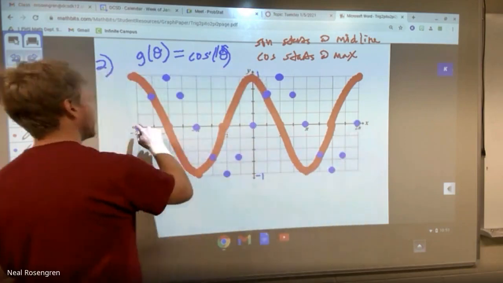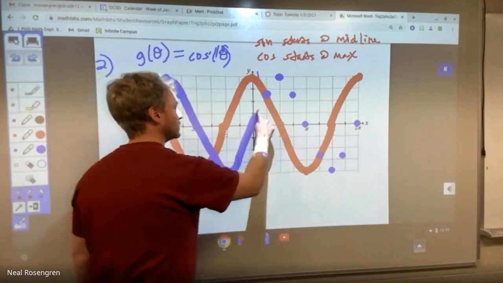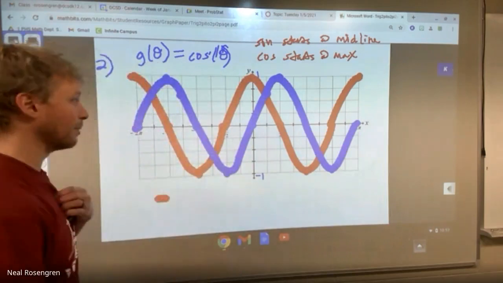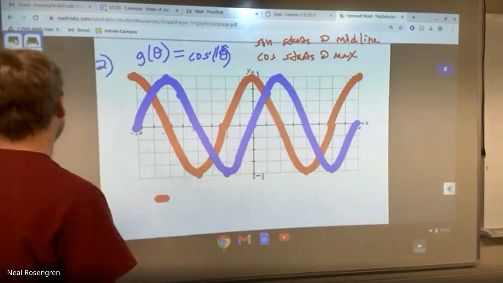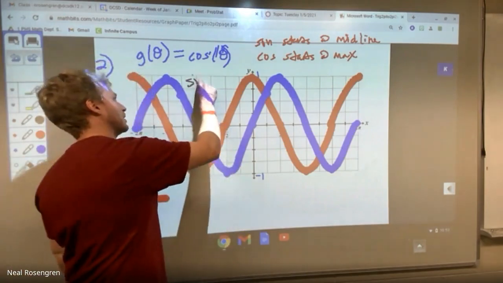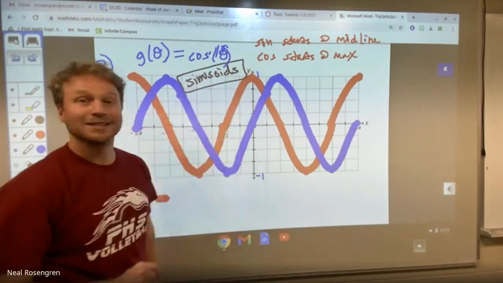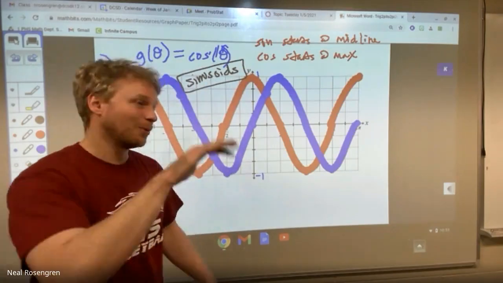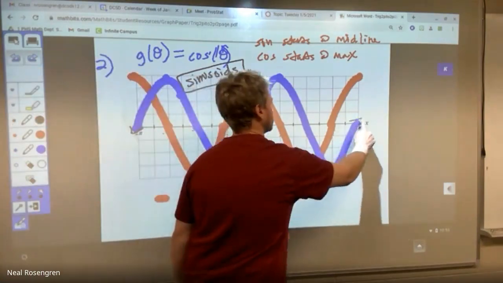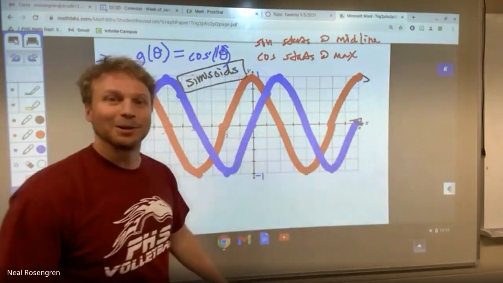So the red one is cosine. The blue one I'm about to draw is sine. Just for your reference, you don't have to draw this in the same one because yours is right above it. You can just look at them. They're the same graph, just shifted over. The reason being is because both sine and cosine are sinusoids. They both follow that same path, that infinite wave. Let's put an arrow at the end. They both go on forever.